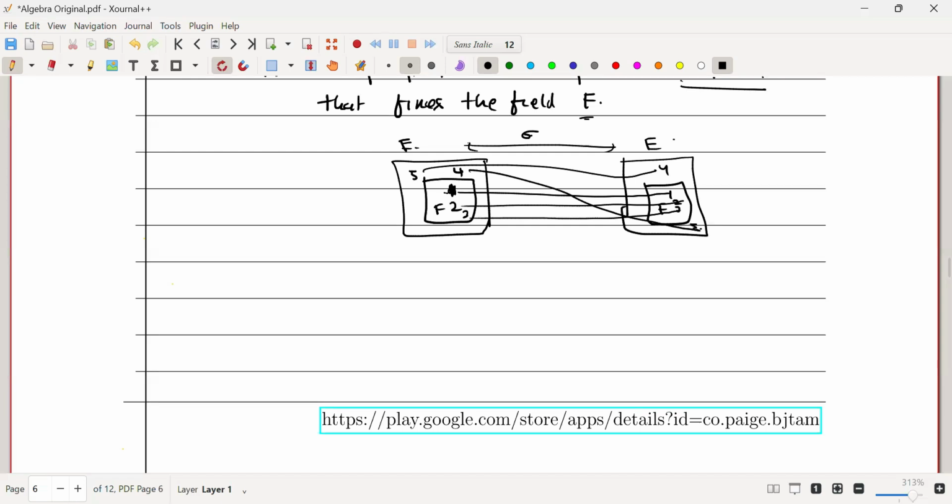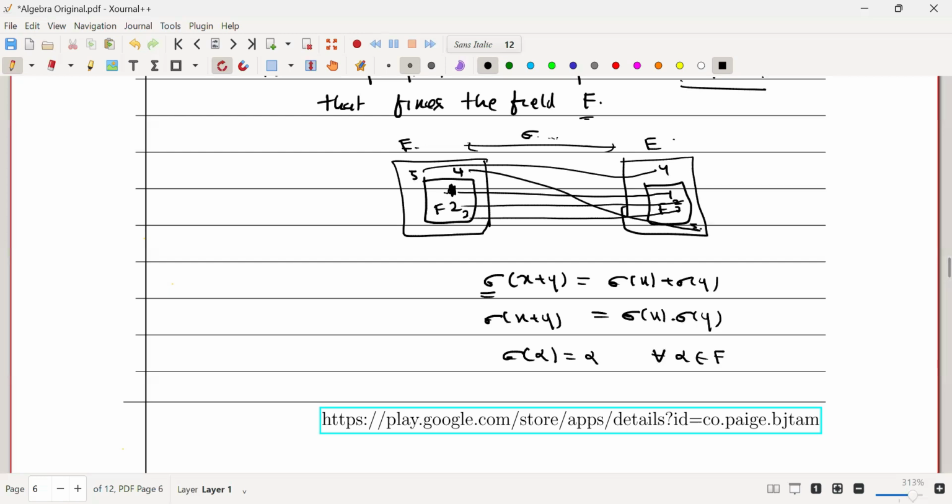So take any automorphism. Suppose sigma is an automorphism. Sigma is an automorphism over the field, that means sigma is a ring homomorphism. So that means sigma of x plus y should satisfy sigma of x plus sigma of y, and sigma of x into y is equal to sigma of x into sigma of y, and the third condition is sigma of alpha is equal to alpha for every alpha belongs to capital F.